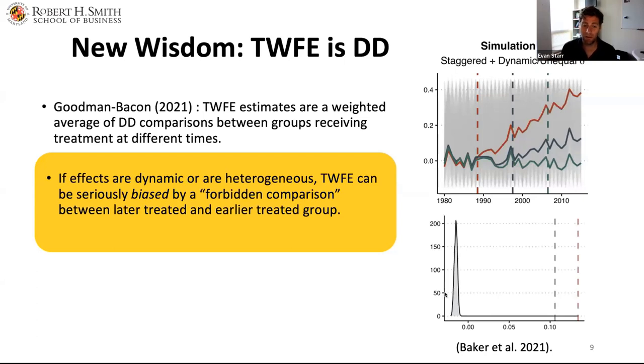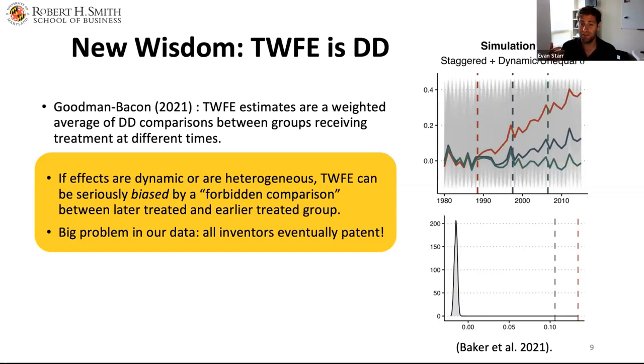But if you do it, then the distribution here on your left, you'll see that you actually get a negative point estimate. And the reason is because the red group is being compared as the control to the blue and the green, and the red group has the largest effect. And that's what reverses your sign. Okay, so this is a huge problem in our data because all of our inventors eventually patent, right?